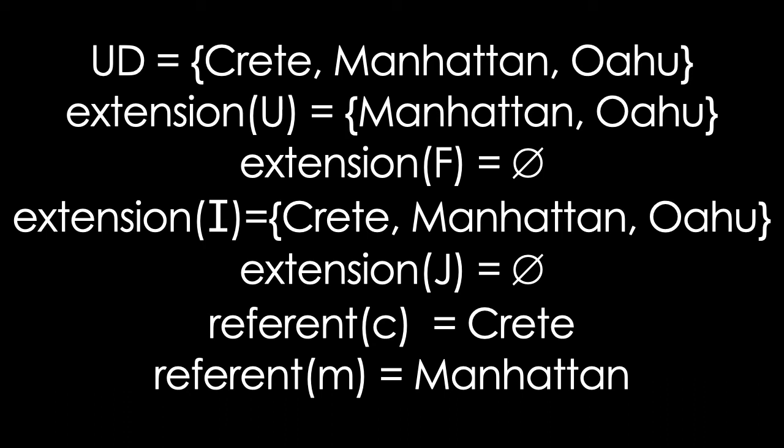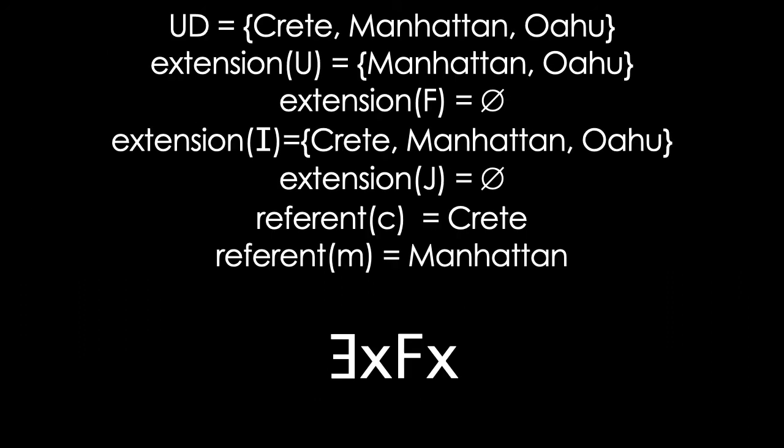This is the model which corresponds to the symbolization key we started with. With a model, we can figure out whether any sentence of QL using these symbols is true or false. We don't need to think back to what the symbols meant when we were translating. Exists X, Fx, our sentence from earlier, says that there's at least one member of the universe of discourse which is in the extension of F. Since the extension of F is empty, there isn't anything in the universe of discourse that's in the extension of F. So exists X, Fx is false in this model.